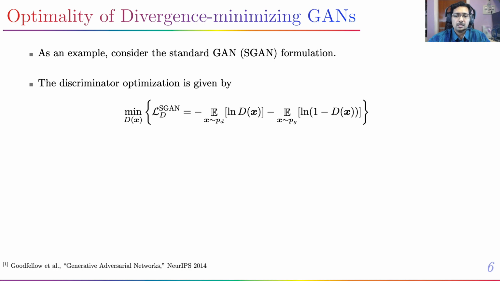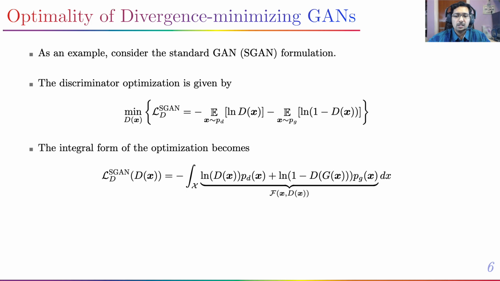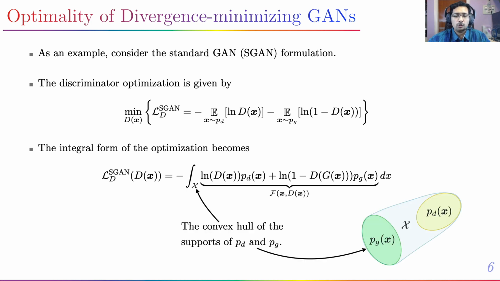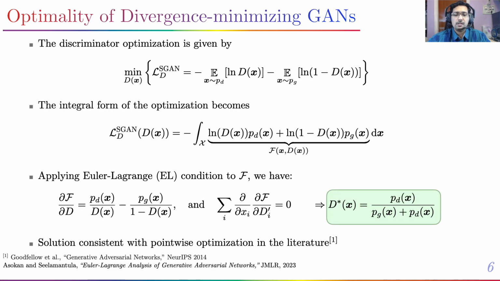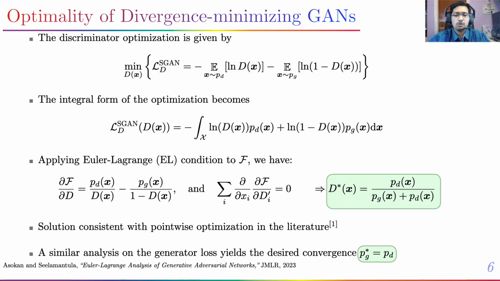As an example, consider the standard GAN loss. The expectations rewritten in their integral form fit within the Euler-Lagrange analysis framework, the integrals being defined over the convex hull of the supports of P_D and P_G. Applying the EL condition yields the optimal S-GAN discriminator, which is consistent with the result derived with pointwise optimization in the baseline work. The EL approach also yields the derived optimality condition that P_G star is P_D, the data distribution, when considering regularizers that enforce P_G to be a valid distribution.